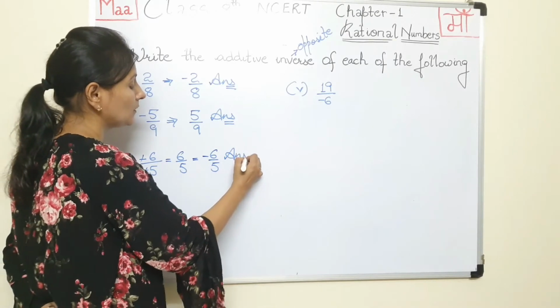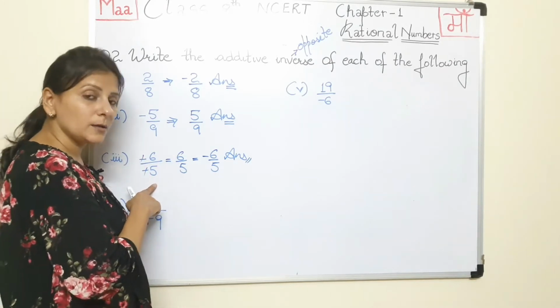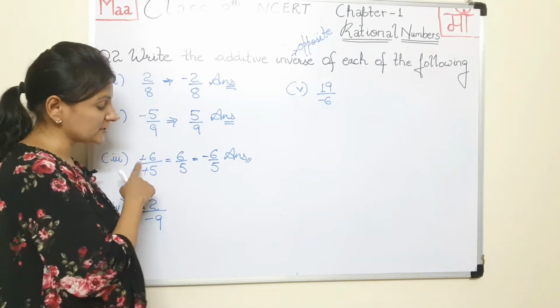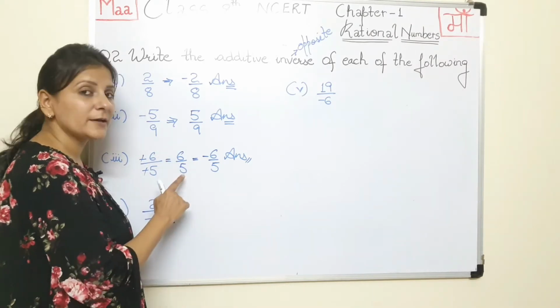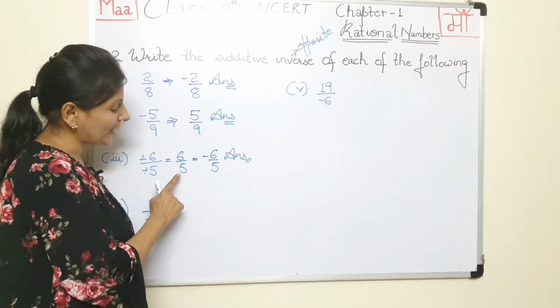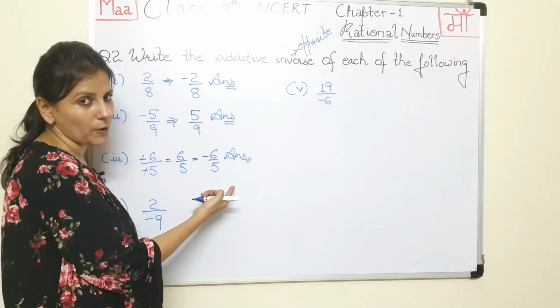Please pay proper attention in this part. If a minus sign is there in both numerator and denominator, firstly you have to cancel that minus sign. When you cancel, this rational number will come in positive. So to write the additive inverse of this 6 upon 5, it will be minus 6 upon 5.